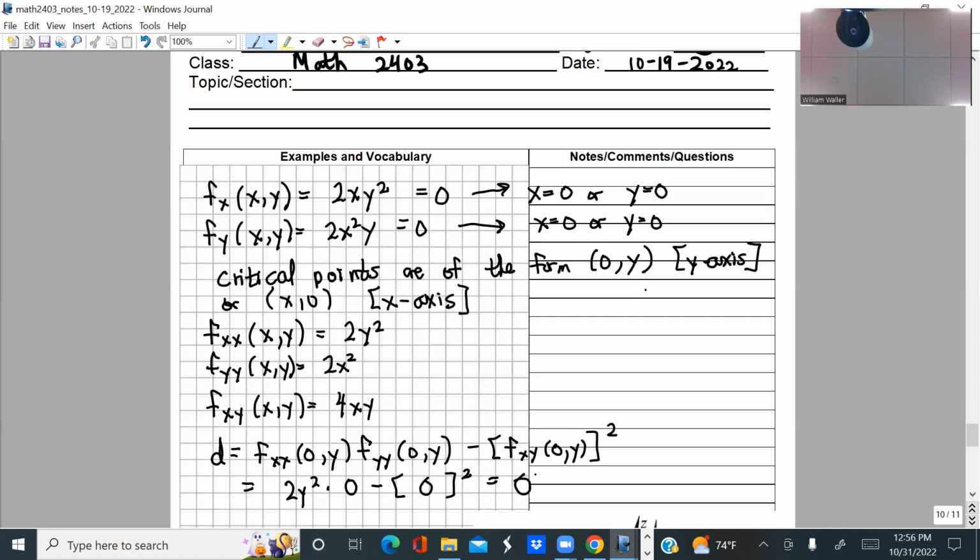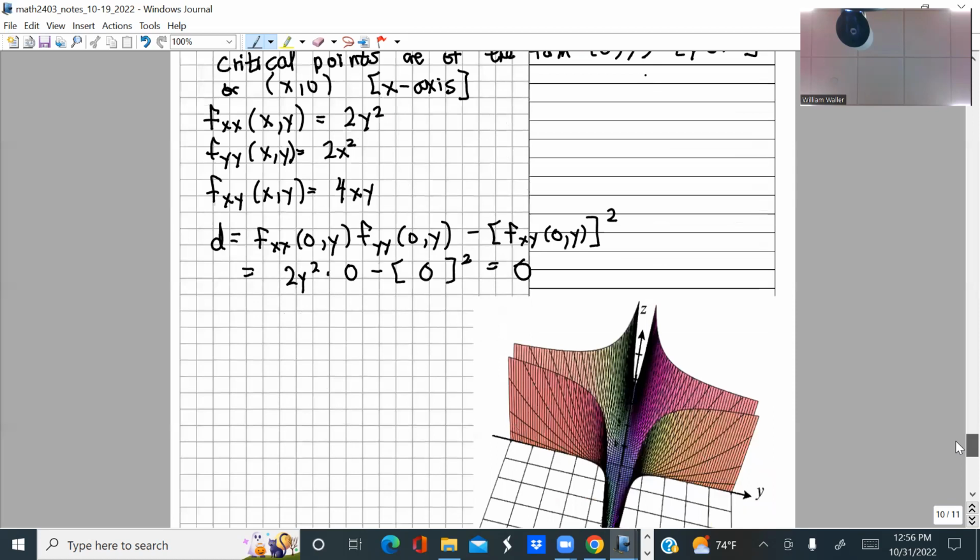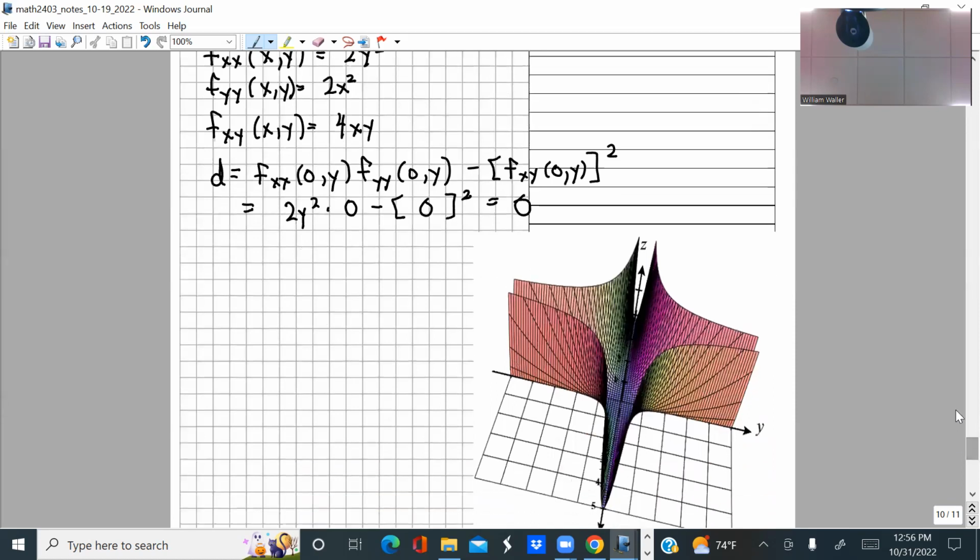We have lots of critical values, whole axes of critical values, but we don't know if those are local maximum or local minimum or saddle points from the second derivative test. If you look at the graph, you can see what's happening though. Along the y-axis, it looks like we're getting just a trough there, some sort of trough in the surface.